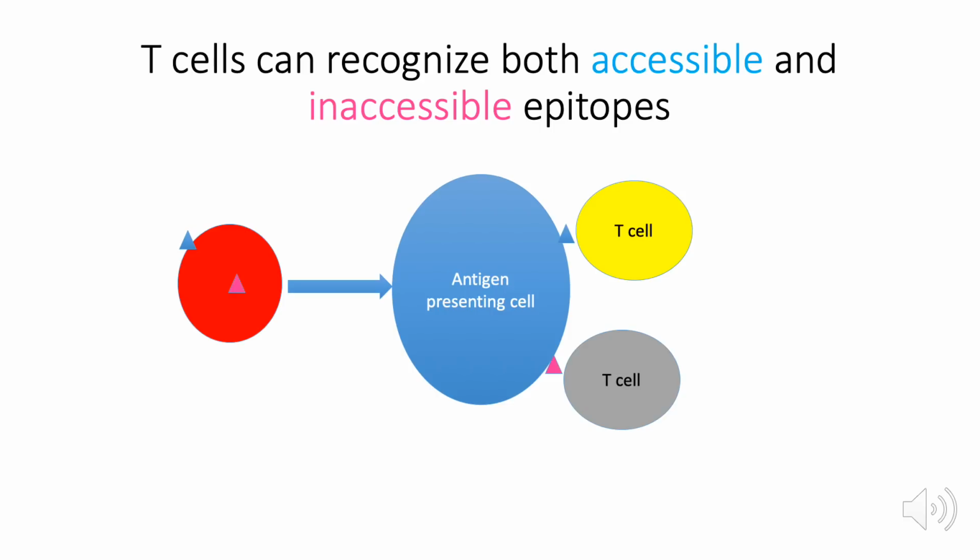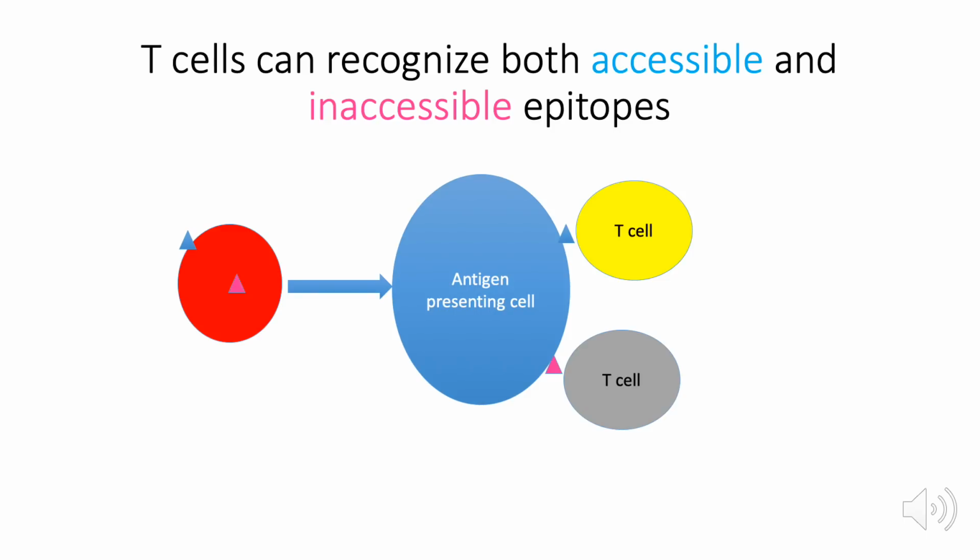If that microorganism, the red-colored circle, is engulfed by the blue-colored macrophage or antigen-presenting cell, the antigen-presenting cell might sample both the accessible and inaccessible epitopes and load them in MHC class 2 and present them on their surfaces. And you know very well that if the antigen is presented using class 2 or class 1 MHC, they will now be recognized by T cells.